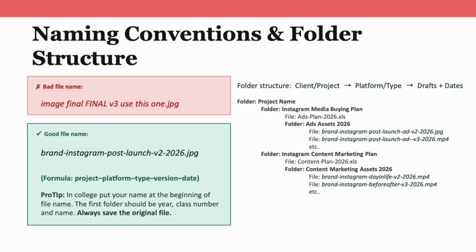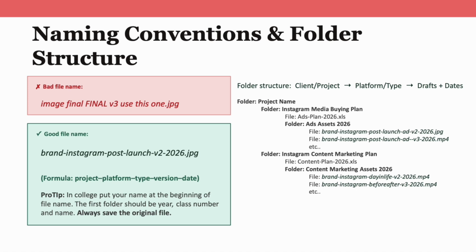Imagine working on a client project with hundreds of files and collaborating with a team of 10 people. What happens if your files are named image, final, v3, use this one.jpg? Well, you create confusion. Professional file naming should be predictable and consistent. Most companies will direct you on what they prefer.